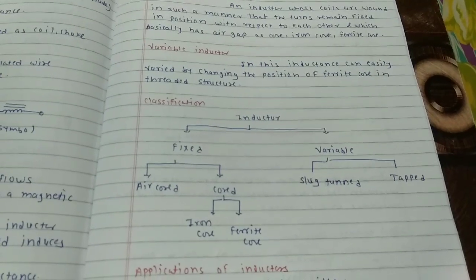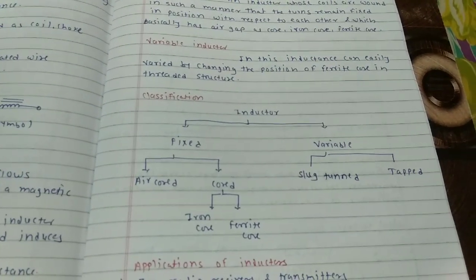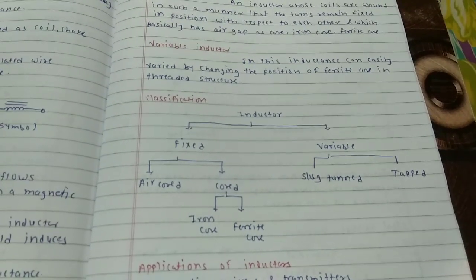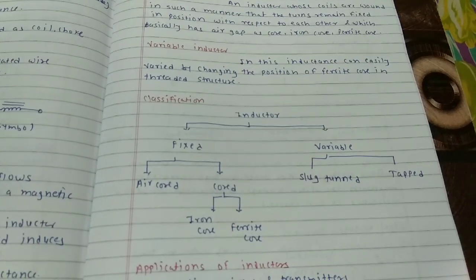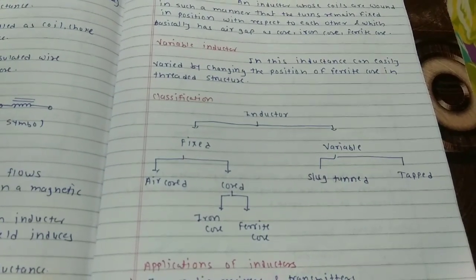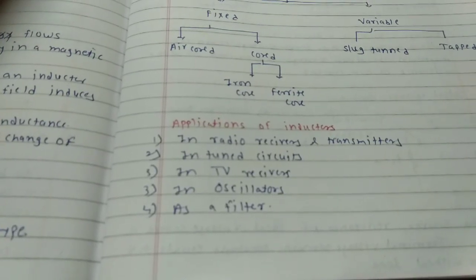Let's see the classification. Inductors are mainly categorized in two categories, fixed and variable. The fixed is again categorized in two categories, air core or core. Core can be iron core or a ferrite core, and a variable can be categorized as slug tuned or tapped. So let's see some applications of inductors.